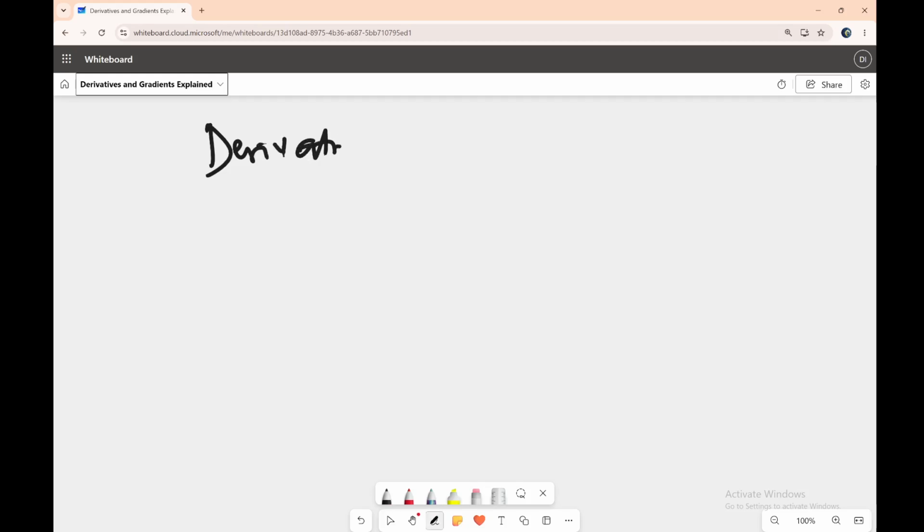Derivatives and gradients. We're going to be looking at derivatives and gradients, okay? So this is actually one of the challenges a lot of people do have. You find out that they don't know how to differentiate between derivatives and gradients.